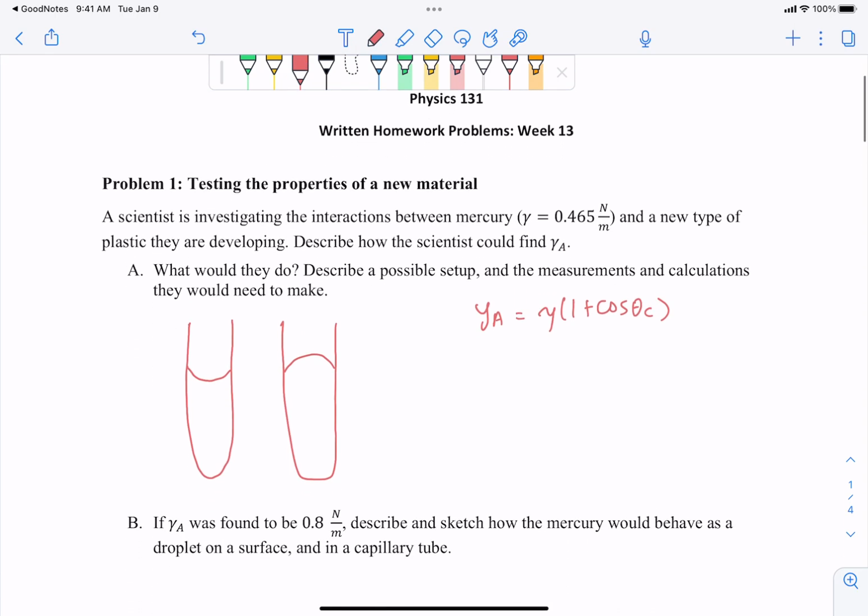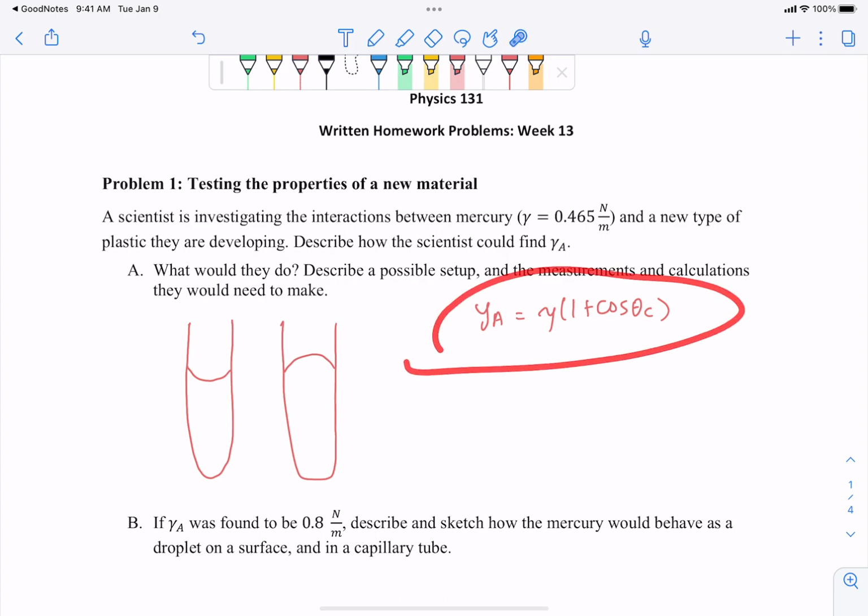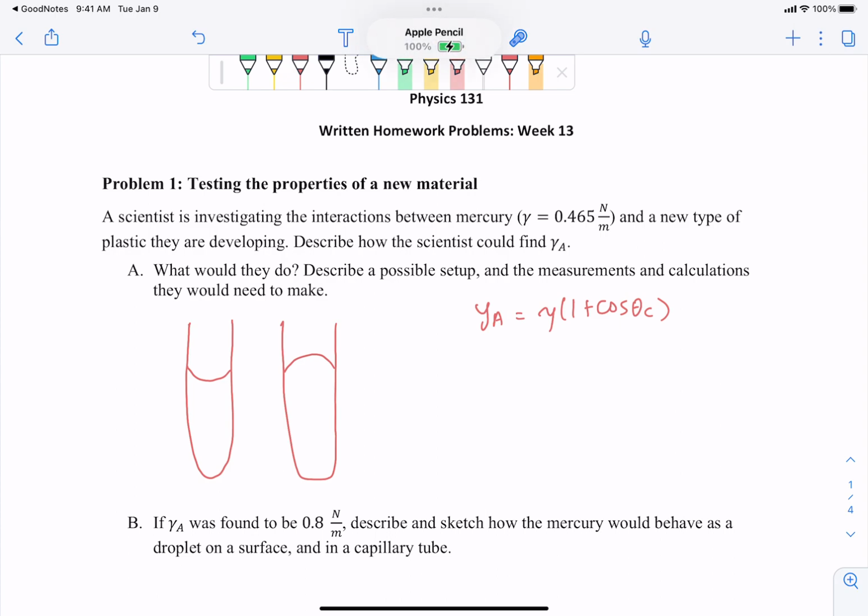So essentially it's just filling a tube with the liquid that you want to figure out the adhesion surface tension for, and then examining the meniscus to see if the cohesive or adhesive forces are stronger, and then looking at the contact angle. From that contact angle, you can plug it into this equation that we have here to figure out the adhesive surface tension.